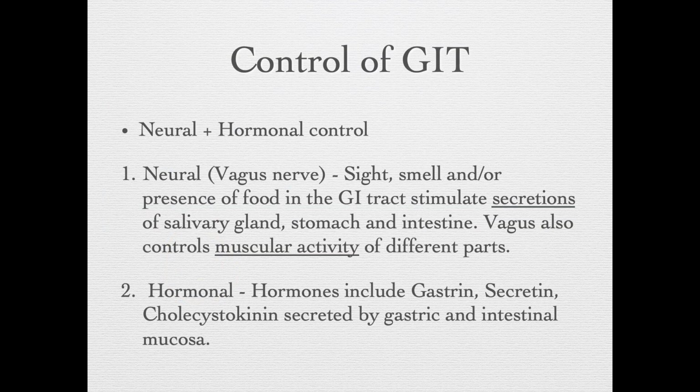Let's understand the control of the GI tract. The GI tract is under both neural and hormonal control. For neural, there is a special nerve called the vagus, which is also the 10th cranial nerve. And so the sight, smell, and or presence of food in the GI tract stimulate the secretions of the glands of the GI tract, which include the salivary, the stomach, and the intestine.